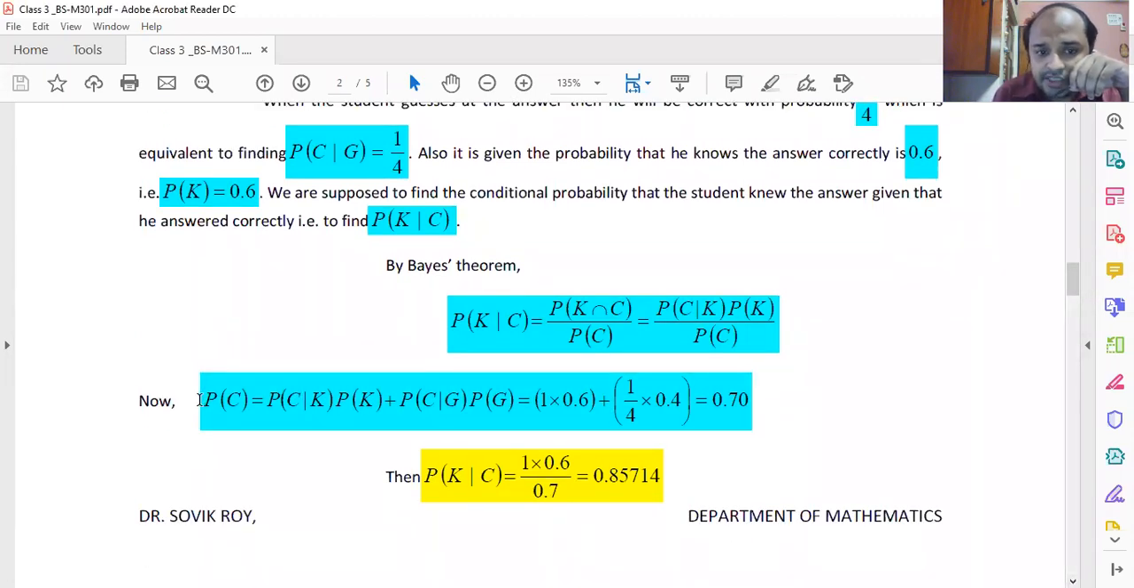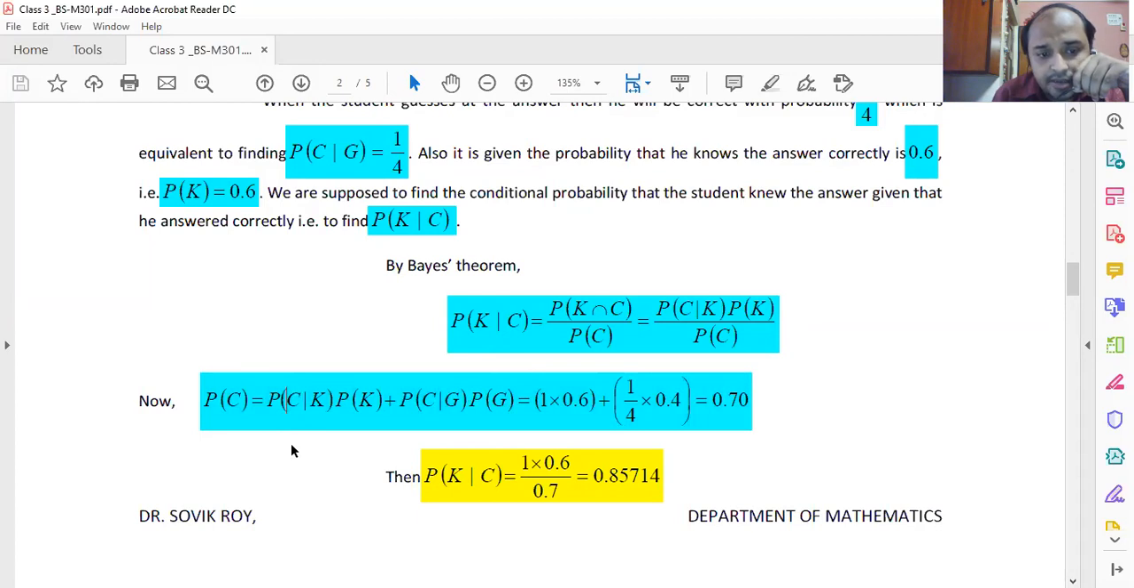What is probability of C? Probability of C is the probability that the answer is correct. Now the answer can be correct in two ways. The student knew the answer and it is correct, or the student guesses the answer and it is correct. So I have broken this into two halves. Let me read it out for you.